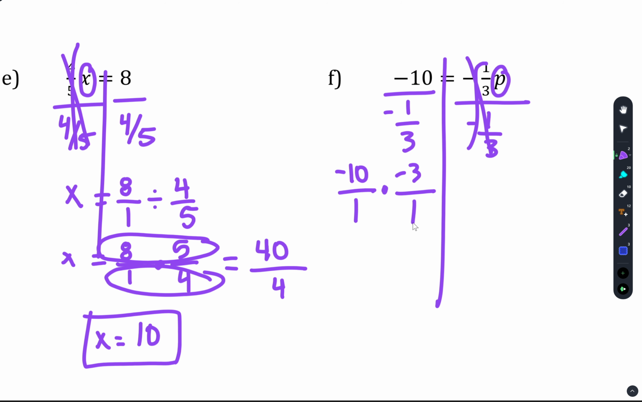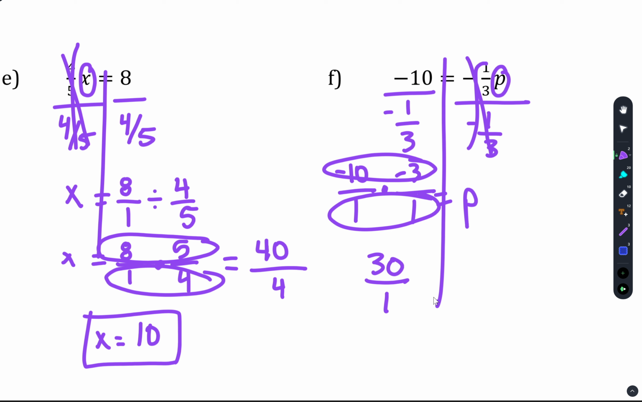It does not matter where that minus sign goes, by the way. It can go in the top or the bottom. And then simplify. Multiply the tops, +30. Multiply the bottoms, +1. That's just 30.